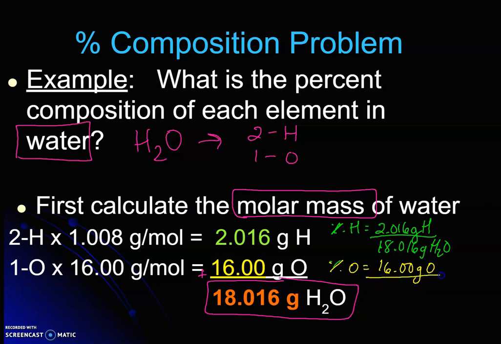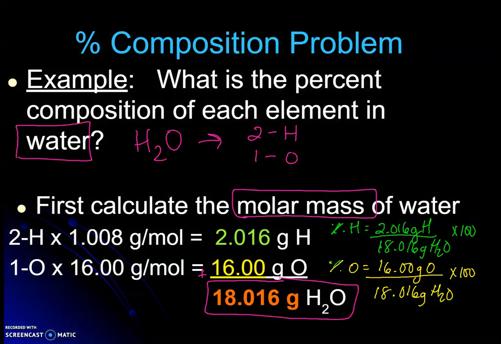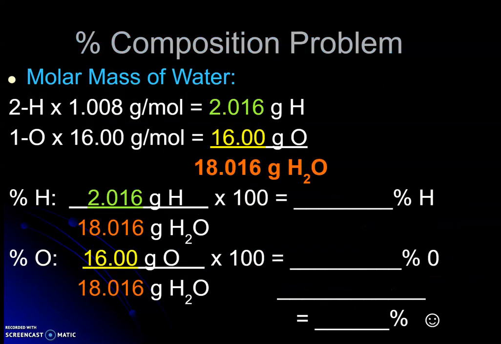I have 16 grams of oxygen out of my 18.016 grams of water total. And each one of these numbers I want to multiply by 100 so that I can turn them into a percent. Okay, so let's check out this next slide here.